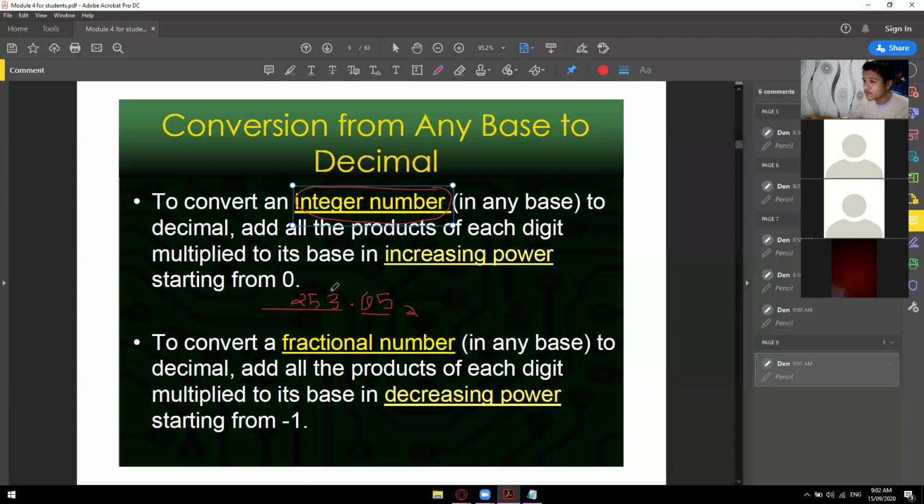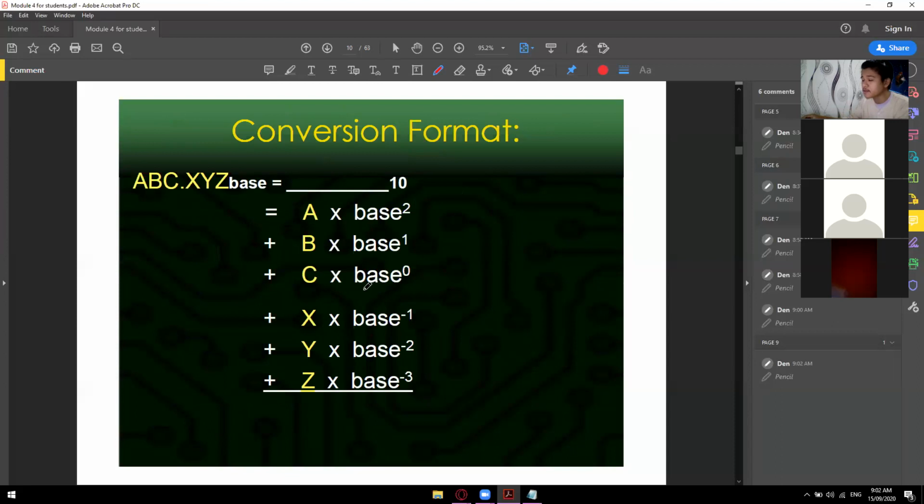So 2 raised to 0, raised to 1, raised to 2. Ito after ng that, ito is -1, -2. So 3 times 2 raised to 0, 5 times 2 raised to 1, 2 times 2 raised to 3, and then add nyo rin to plus 6 times 2 raised to -1, and then 5 times 2 raised to -2. Okay, so basically, ganun yung pag-convert natin from any base to decimal. So this one is base 2, then converting it to decimal.